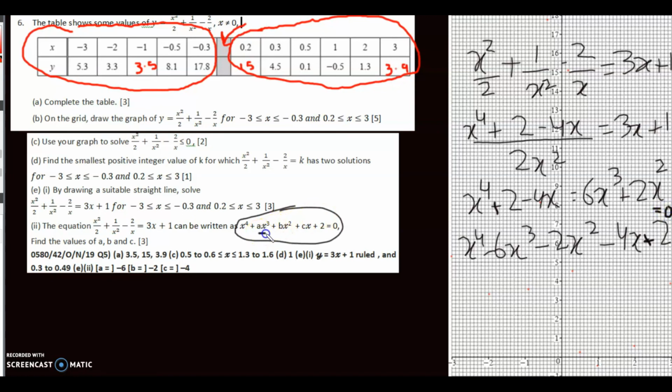So now what is the value of a? A is the coefficient of x cubed. My coefficient of x cubed is minus 6, so a is minus 6. B is the coefficient of x squared. My coefficient is minus 2, so b is minus 2. And then c is the coefficient of x, mine is coming out to be minus 4. So these are the answers.